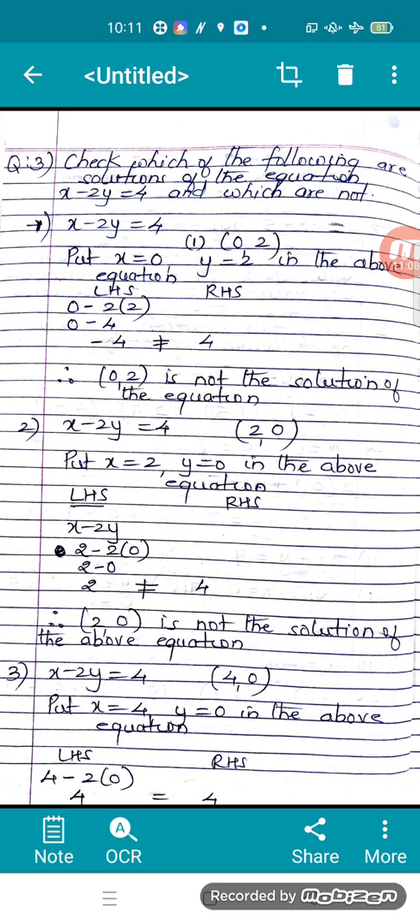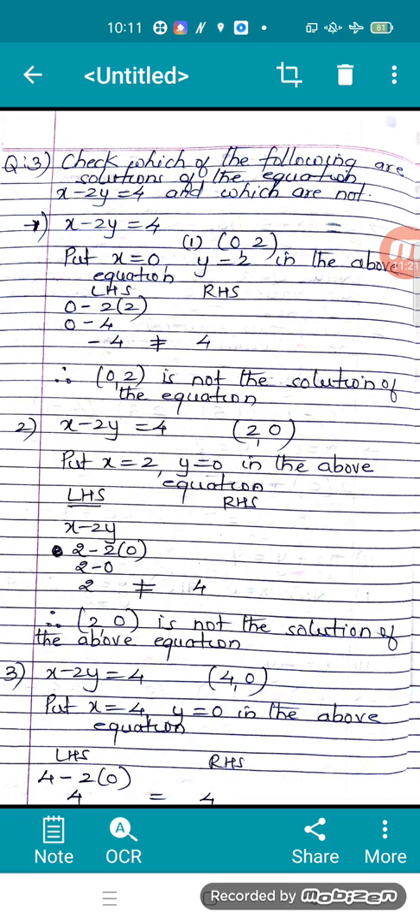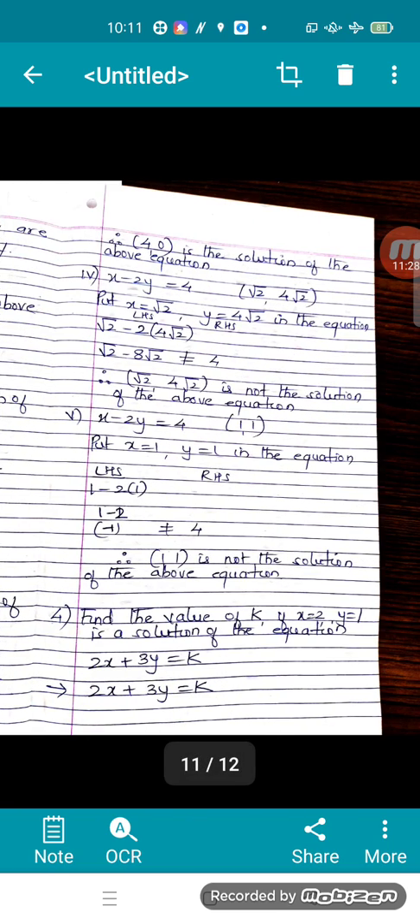x minus 2y is equal to 4. Second, 2, 0. x is 2, y is 0. Put the values in the equation and check whether LHS equal to RHS. Not equal, so it is not a solution. Third, 4, 0. Put x equal to 4, y is equal to 0 in the upper equation. Now you see both LHS and RHS are same, so it is a solution. Now the next one, x minus 2y is equal to 4, and the point is root 2 and 4 root 2. Not same, so it is not the solution. Fifth one, 1, 1. It is not same, so it is not the solution.